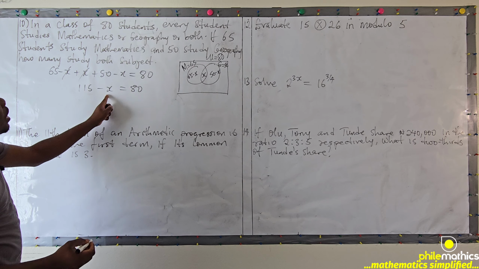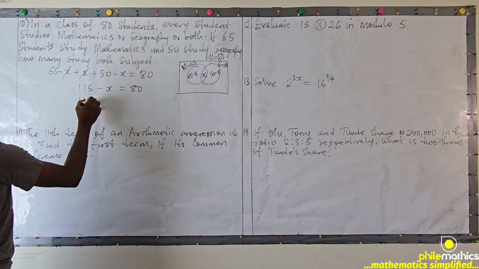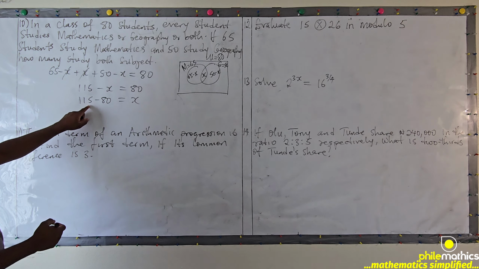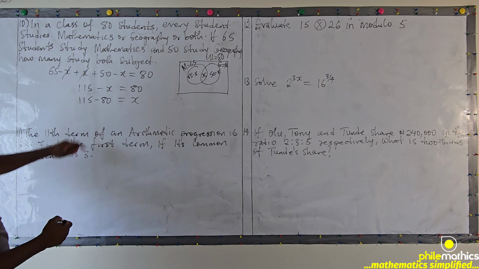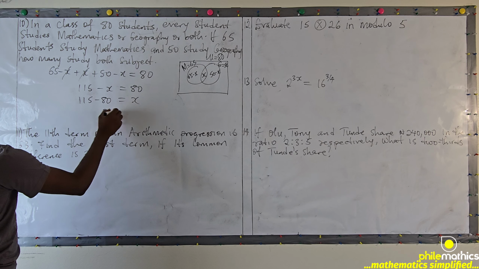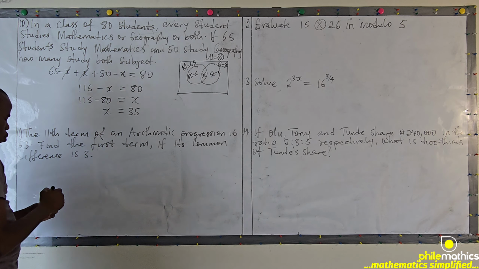I can take this x to the right hand side and take 80 to the left. We'll have 115 minus 80 equals x. 115 minus 80 is simply 35. So our x will be 35 students. So 35 students studied both maths and geography.